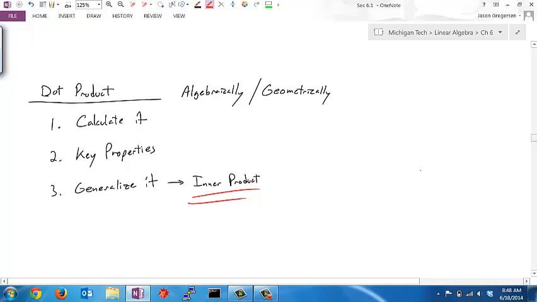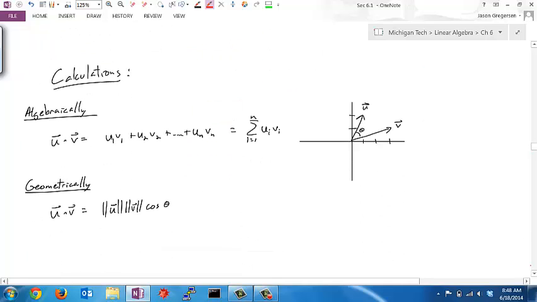Now the nice thing about defining this dot product is we actually have two different ways we can define it, algebraically and geometrically. So we'll do both and talk about both those properties. Here is its definition for the dot product. The dot product of two vectors u and v. It's got an algebraic definition and a geometric definition.